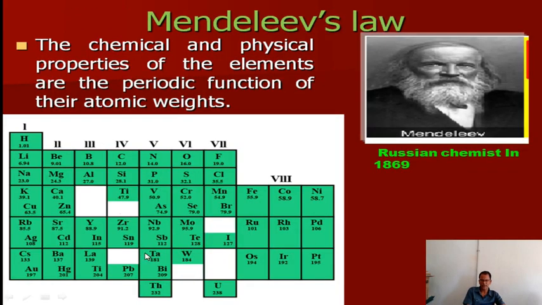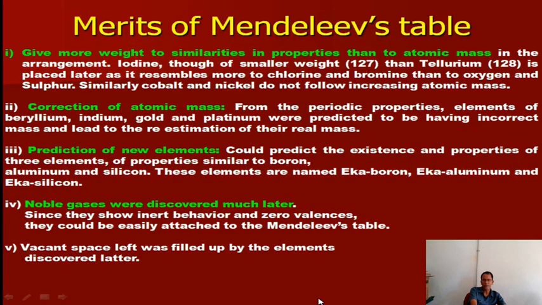These are the vacant spaces left by Mendeleev, and these vacant spaces were filled by the elements which were discovered later. Elements discovered later could be fitted into the vacant spaces. So these are some merits of the Mendeleev periodic table.